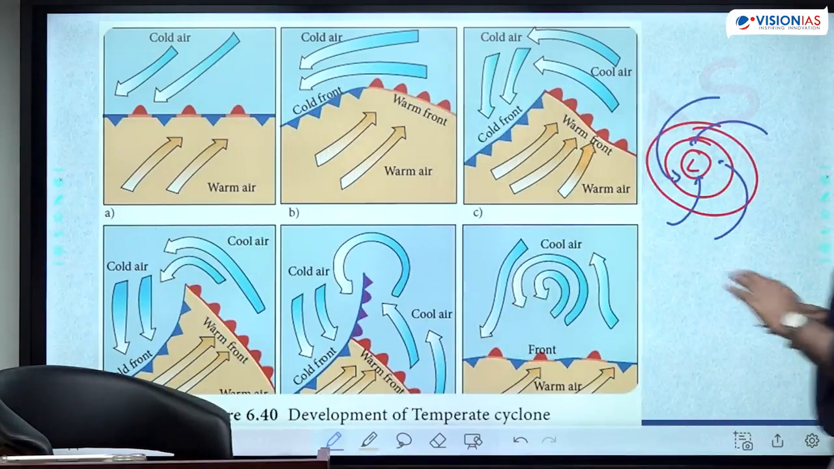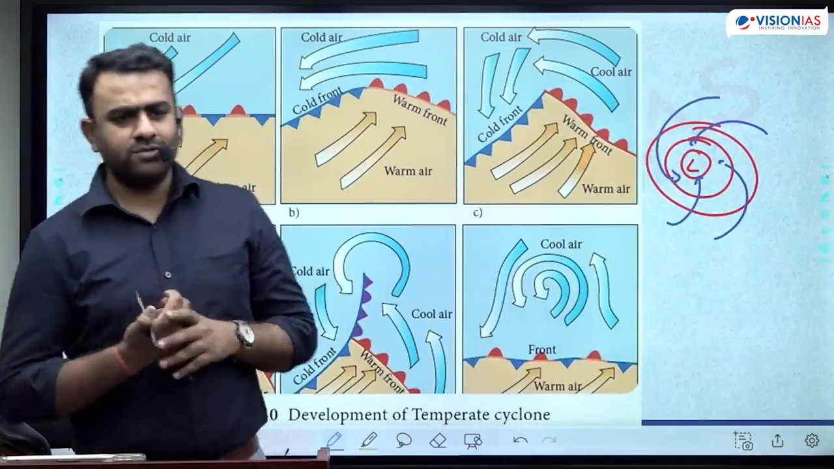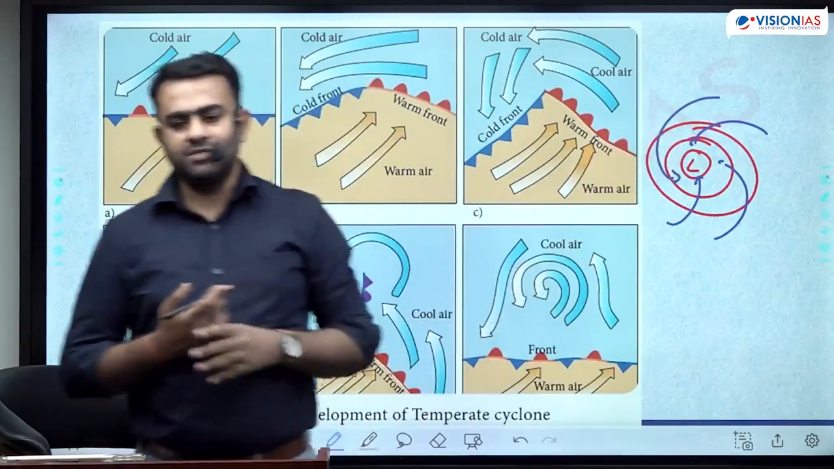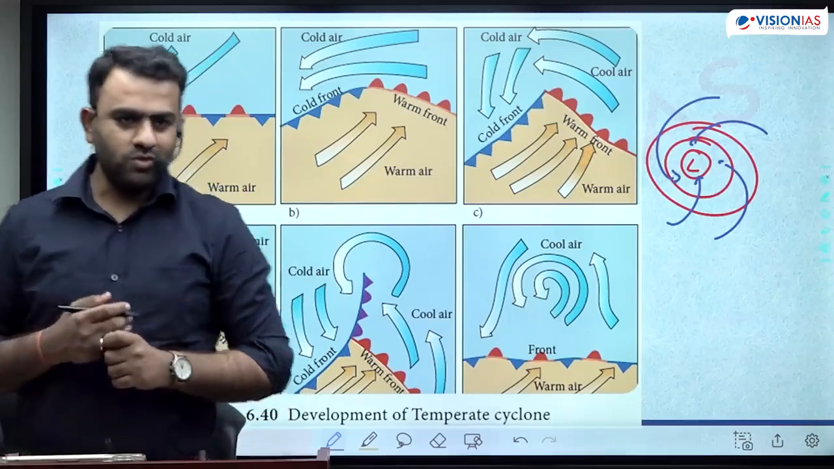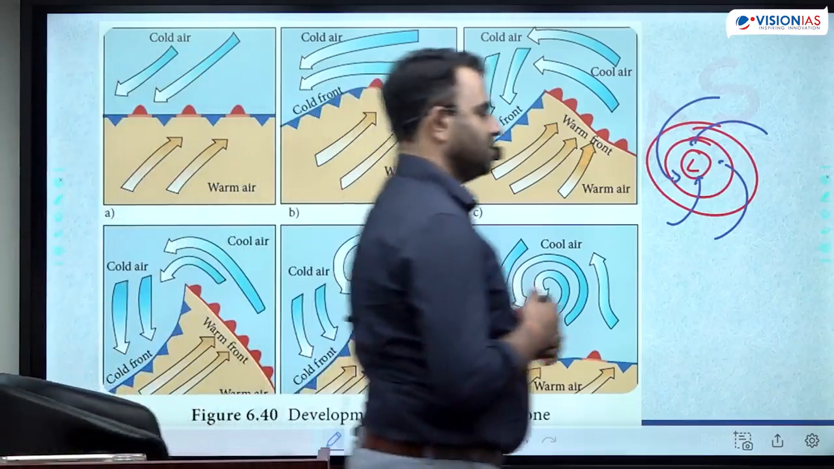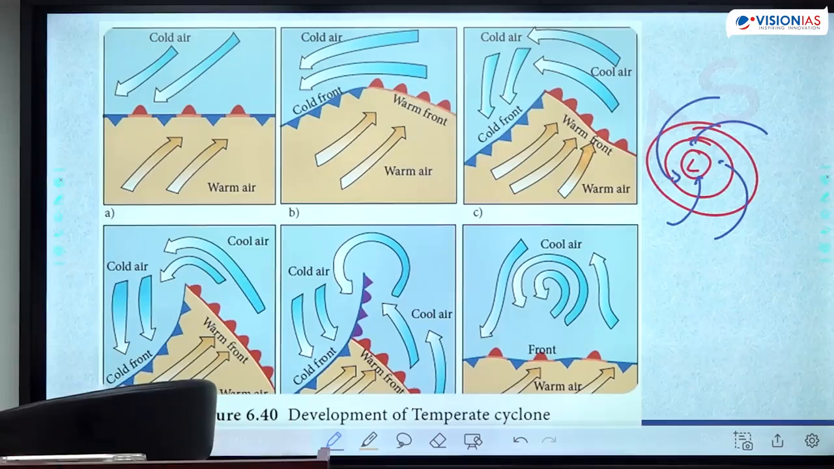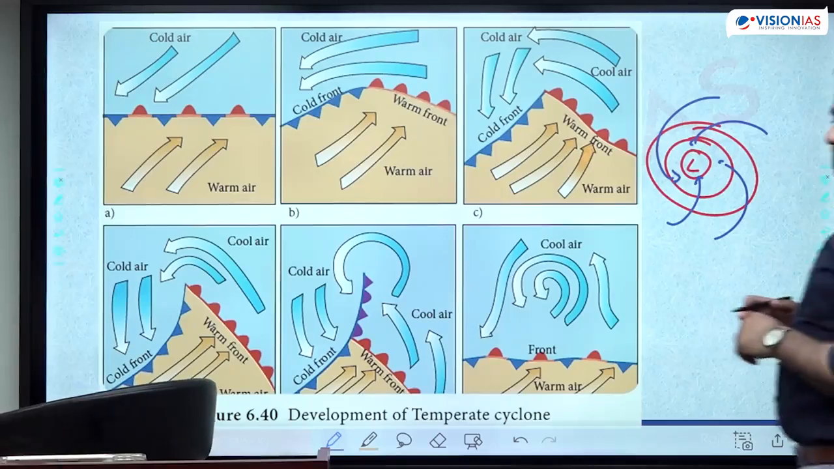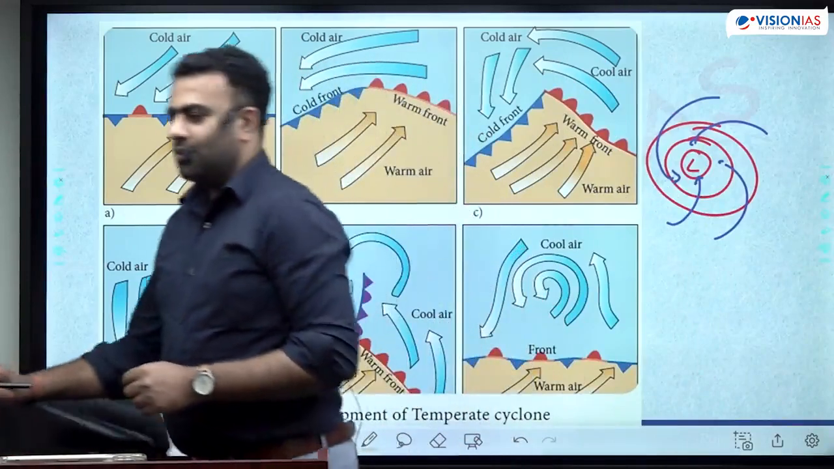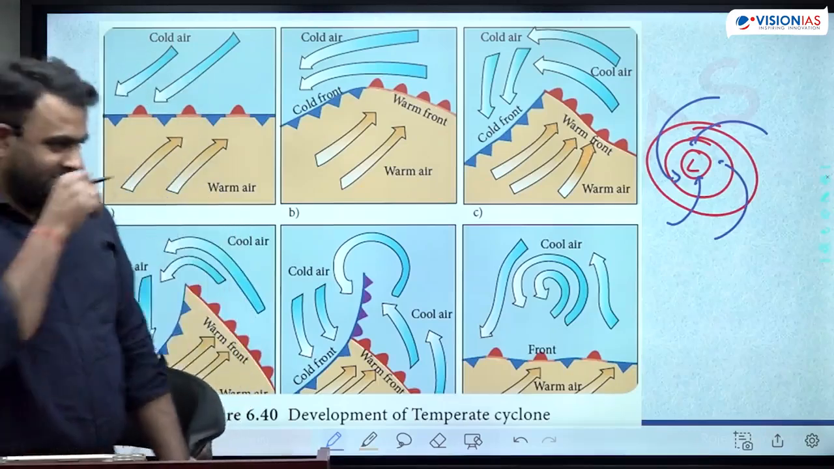A cyclonic system can be developed anywhere across the earth. Low pressure can be developed anywhere across the earth. Those cyclonic systems which are developed near to the tropical regions are called as tropical cyclones. Those which are developed near to temperate regions are called as temperate cyclones. Temperate cyclones are also called as extratropical cyclones, beyond the tropics. They are also called as mid-latitude cyclone, referring to temperate zones. Or they are also called as wave cyclone. Why? I'll tell you.